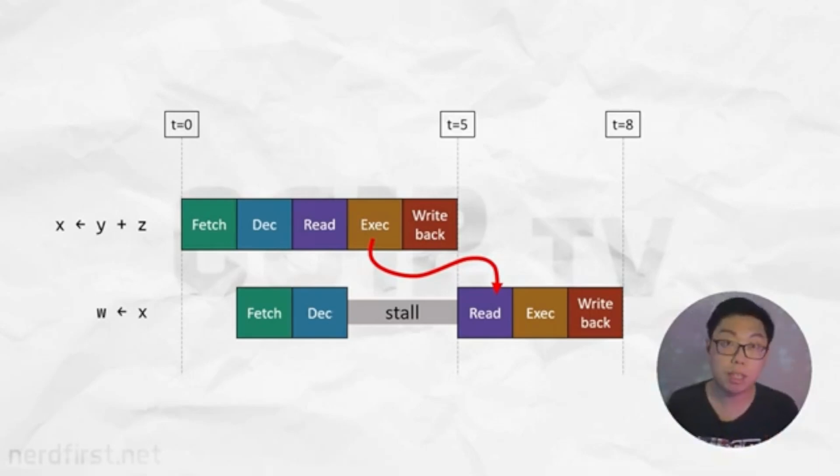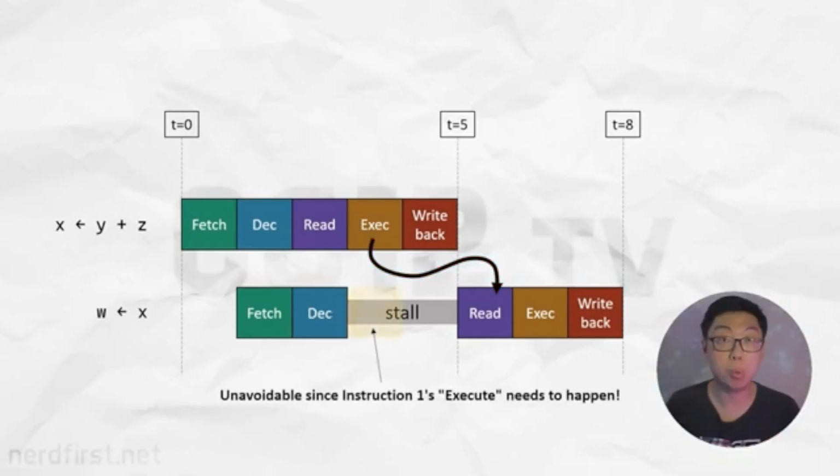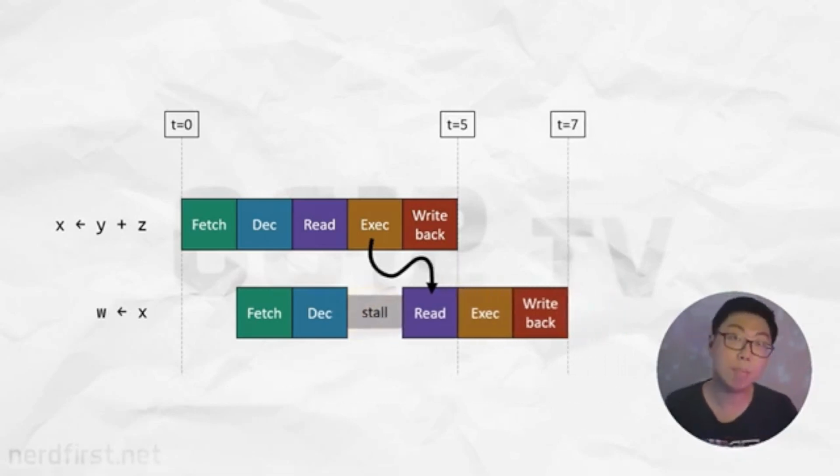The second instruction still needs a stall at t equals 3. You can't avoid that since the answer hasn't been calculated yet. However, we can avoid waiting for the callback if we simply send that answer along that secret passage to the read stage at the very moment in which it's ready. Thanks to this, we only need to stall for 1 unit of time, and the two operations now finish at t equals 7 instead.